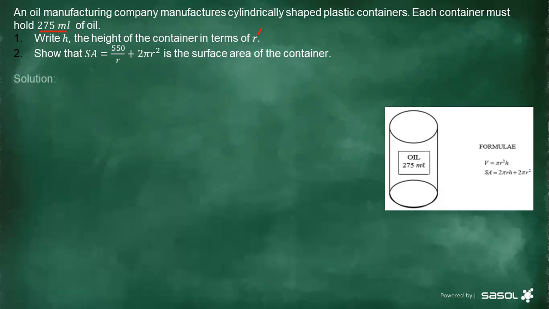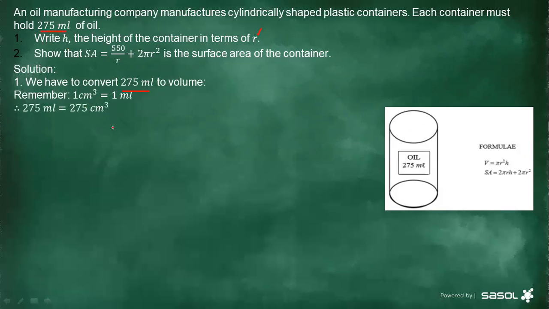One centimeter cubed, or cubic centimeter, is equal to 1 milliliter. Now, when we have 275 milliliters, we have to convert it. That is going to give us the same 275 cubic centimeters. So that is the answer that we have.